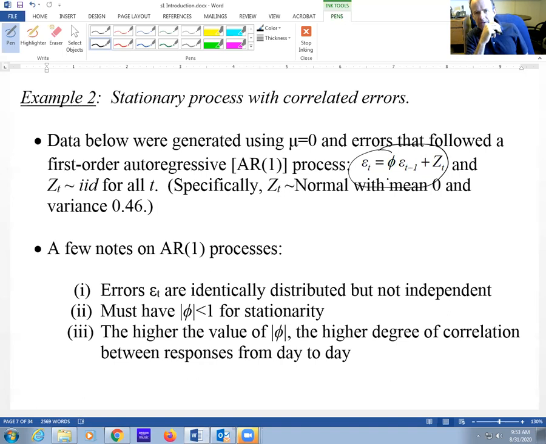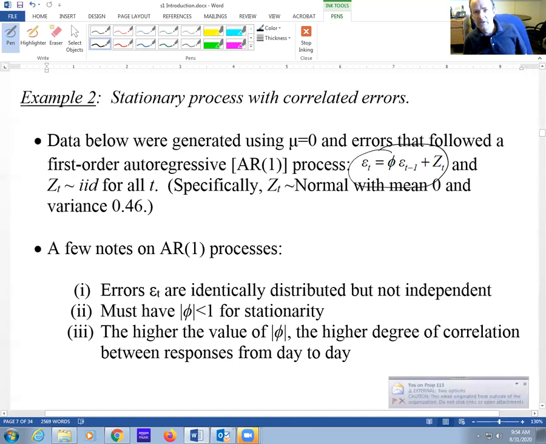So phi is actually the measure of correlation. The way I worded it the first time was that it's some fraction of what it was yesterday, but it's actually the correlation between responses on day t and t minus 1. Okay. So a few notes on AR1 processes. The errors are identically distributed but not independent. That's some terminology. If you had the theory sequence, you probably hear a lot of IID, independent and identically distributed. Well, in this case, with the AR1, they're identically distributed but not necessarily independent, unless phi is 0.